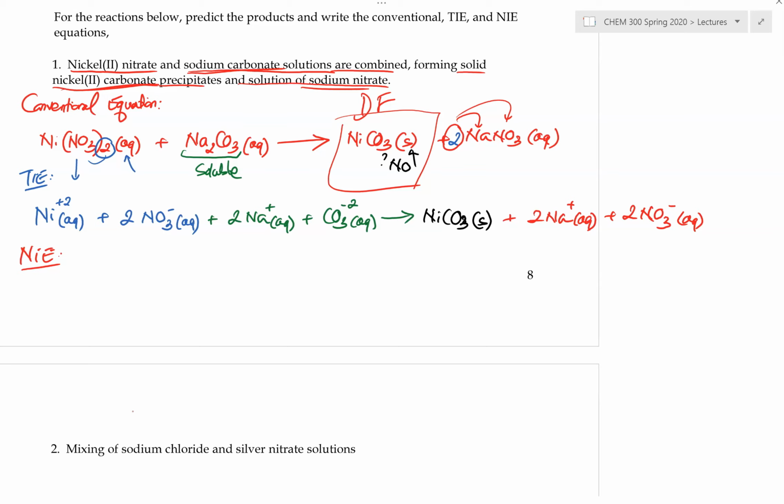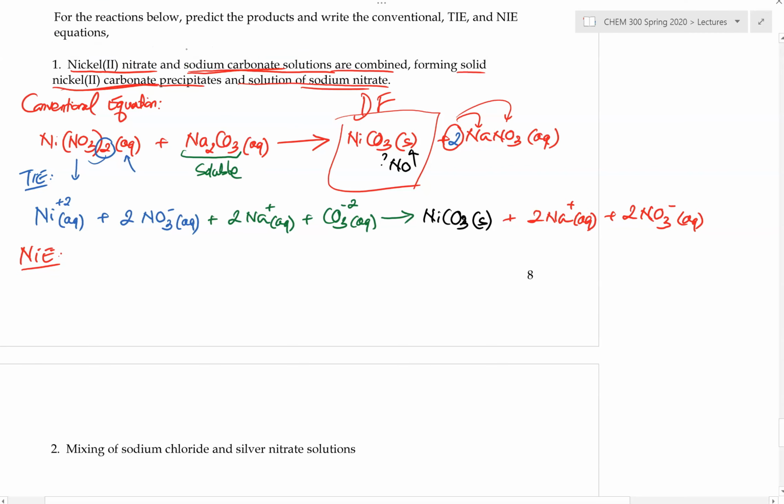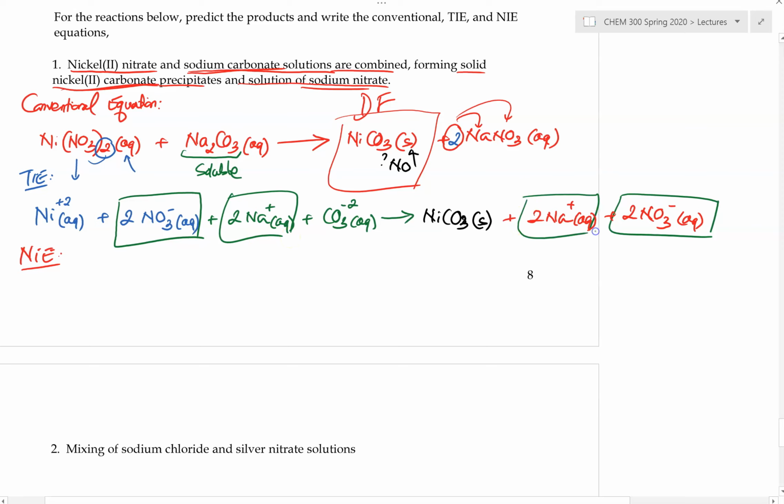But in this case, we have our TIE already. So let's now identify and remove the spectator ions. When we inspect this, I see that I have 2 nitrate on the reactant side and 2 nitrate on the product side. So this is present on both the reactant and product side, so that will be a spectator ion. And the same thing with the sodium: 2 sodium on the reactant side and 2 sodium on the product side. That will be a spectator ion as well. So when we remove these, what are we left with?